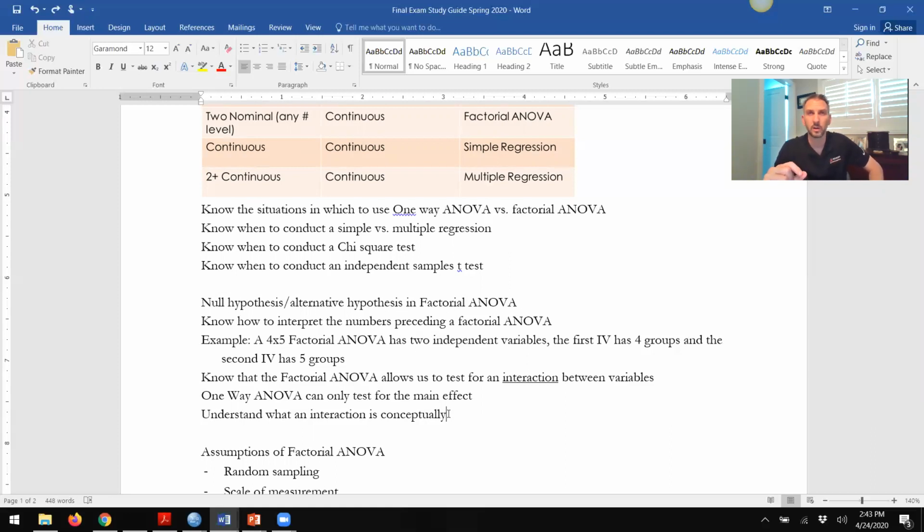Let's give an example. If you take a medication for depression, the effect on depression might be different depending on if you're male or if you're female. So you cannot just look at the medication or the placebo. You have to look at the medication and the gender at the same time, because only then do you understand how it might relate to the dependent variable.